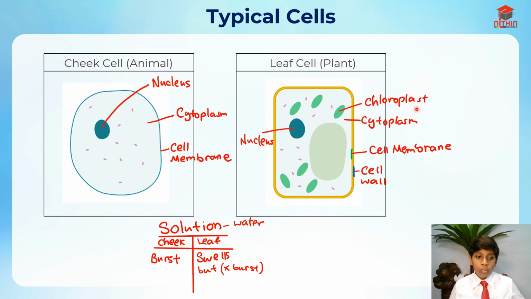Now let's move on to the chloroplast. The chloroplast contains green pigments called chlorophyll, and they are green in color, obviously. The function of these green pigments called chlorophyll is to trap sunlight and make food by photosynthesizing. So the chloroplast has chlorophyll inside, and the chlorophyll traps sunlight and photosynthesizes to make food and release oxygen. This is basically the function of the chloroplast.